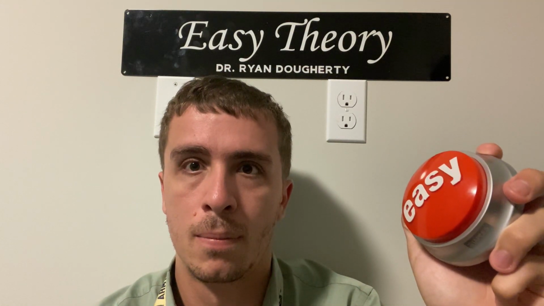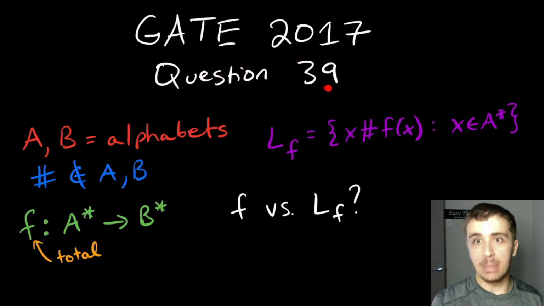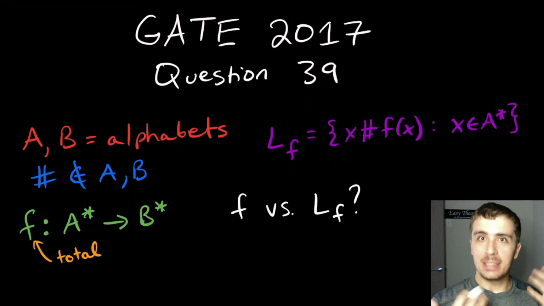Hi, so I want to talk about a really interesting problem from the GATE 2017 exam, namely question number 39. And this is quite a hard problem, so much so that the official key solution was incorrect. So I might as well set the record straight on this.